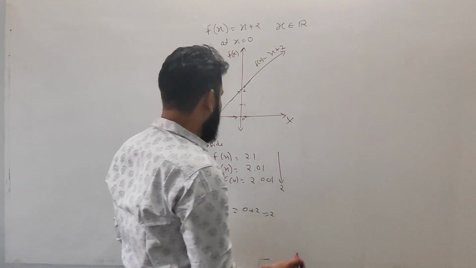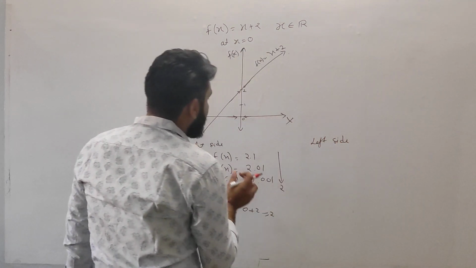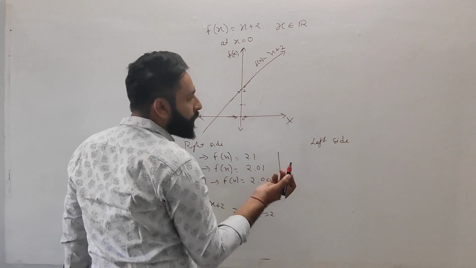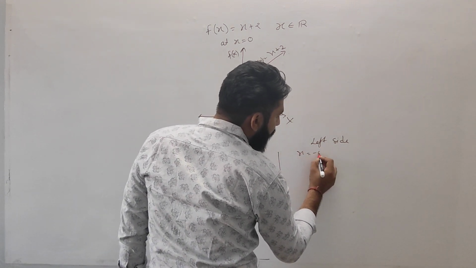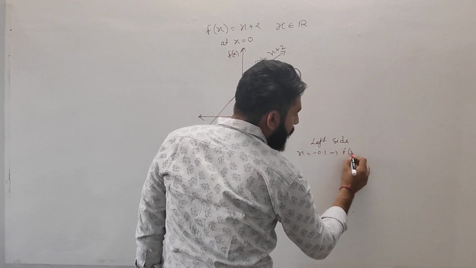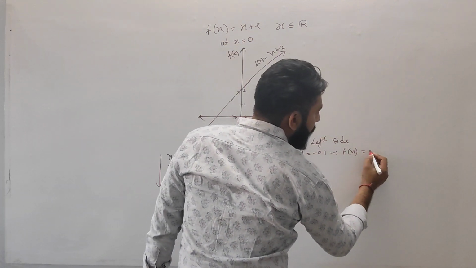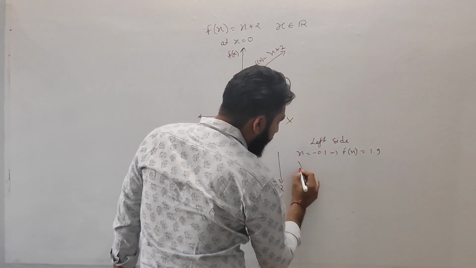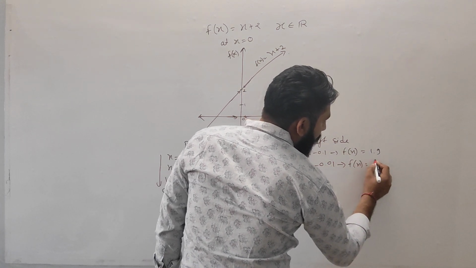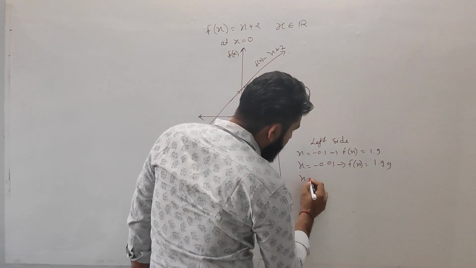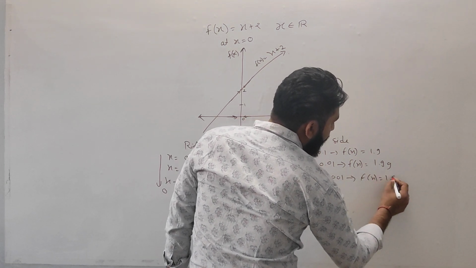We also calculate from the left side. On the left side we approach 0 from the left. So the closest value to 0 from the left side is negative. So for x we take 0 minus 0.1. Then f of x is equal to, when we simply put in this value in this function, we get 1.9. If x is equal to minus 0.01, then f of x is equal to 1.99.